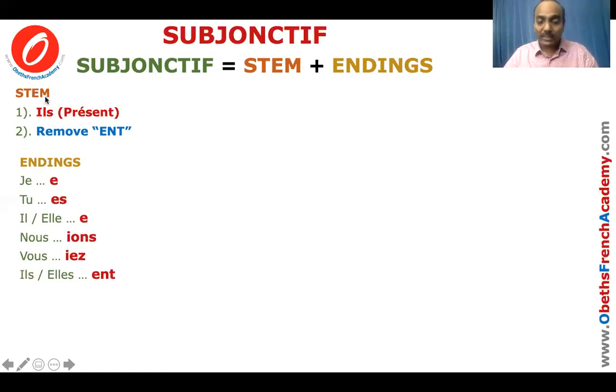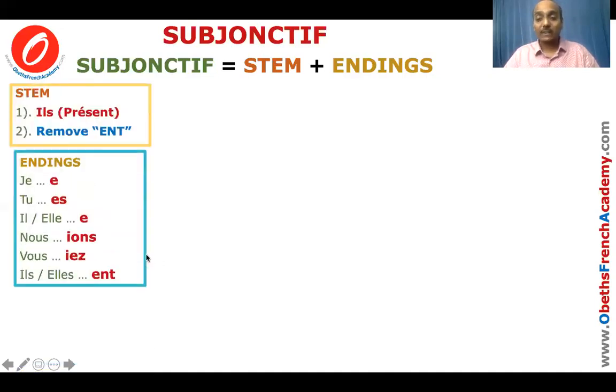So I hope you know how to get the subjunctive stem. What's the rule? We need to go to the ILS form of the present tense and remove ENT. You'll get the subjunctive stem. What are the subjunctive endings? For je, it is E. For tu, it is ES. For il and elle, it is E. For nous, IONS. For vous, IEZ. For ILS and for ELLES, it's ENT. So I hope you got how to get the subjunctive stem and what are the subjunctive endings.